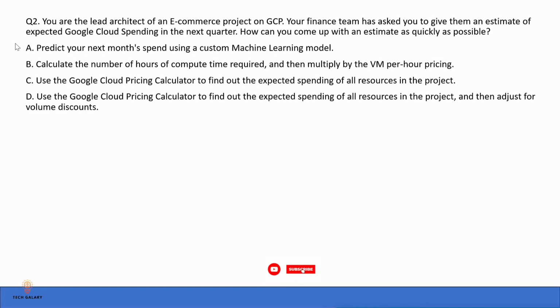Option B. Calculate the number of hours of compute time required and then multiply by the VM per hour pricing. Even this option is not correct because other charges such as storage and data egress charges are not considered in this approach. Option C. Use the Google Cloud Pricing Calculator to find out the expected spending of all resources in the project. This option is correct because the Google Cloud Pricing Calculator is the right tool to estimate GCP costing. So option C is correct for this question. Option D. Use the Google Cloud Pricing Calculator to find out the expected spending of all resources in the project and then adjust for volume discounts. This option is not correct because volume discounts are automatically applied in the pricing calculator.